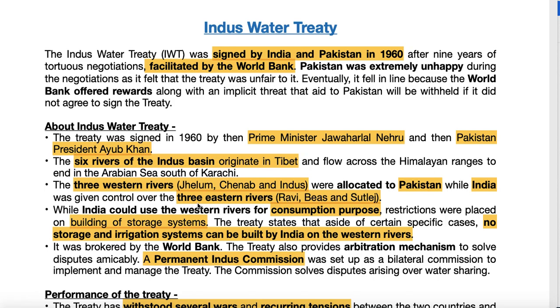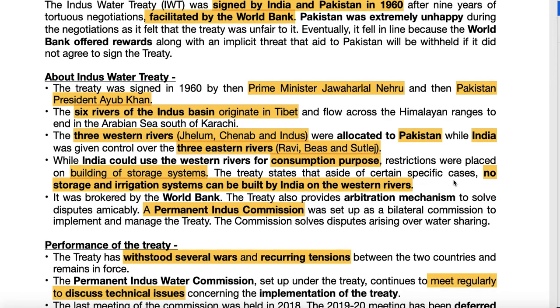So, it cannot build big dams for storage of the waters of these rivers, but it can use localized storage that should not hamper the flow of these western rivers. So India was allowed to use these western rivers for consumption purposes. As you can see, no large storage and irrigation systems can be built by India on the western rivers.